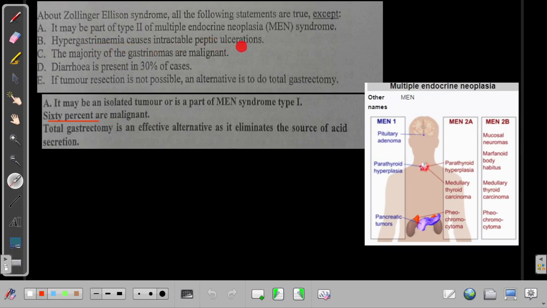Hypergastrinemia causes intractable peptic ulceration. That's true. The majority of gastrinomas are malignant. That's true. 60% of gastrinomas are going to be malignant. Diarrhea is present in 30% of cases. That's true. If tumor resection is not possible, an alternative is to do total gastrectomy. That's true. We did this in the past. But nowadays, instead of doing total gastrectomy, you can give a proton pump inhibitor in high dose, 40 milligrams twice daily. It will control the hyperacidity. No need to do total gastrectomy, okay?